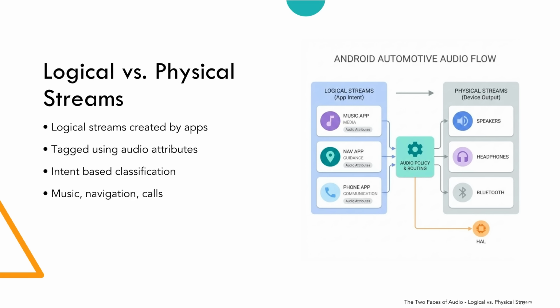Now let us understand how audio flows inside Android Automotive. Audio is categorized into two types, logical streams and physical streams. This distinction is very important and often misunderstood.